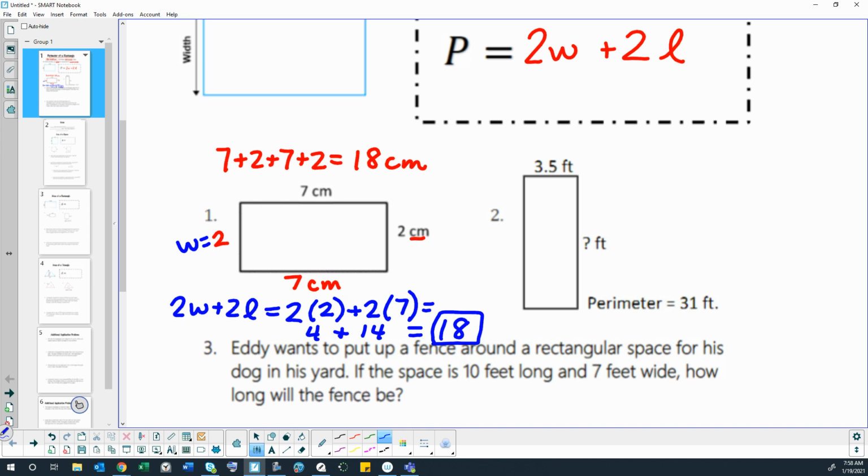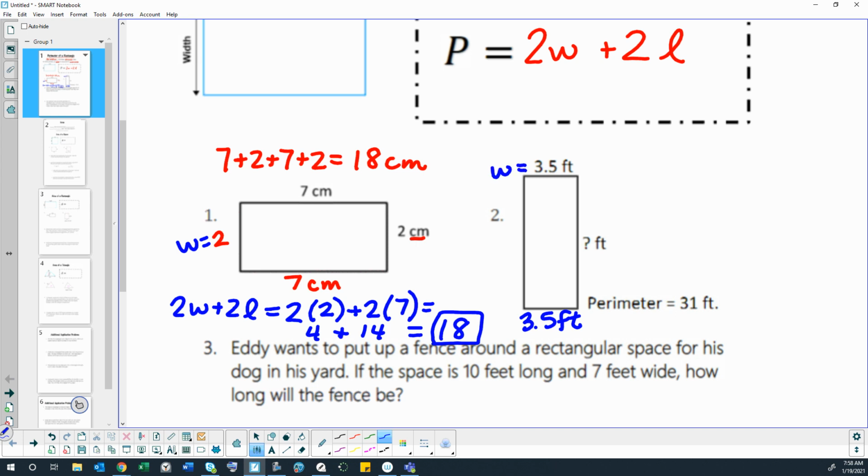Okay, let's look at number 2. Number 2 is going to make us go backwards. It says there's a perimeter of 31 feet. The only thing we know about it is that the width of it is 3.5 feet. So if one width is 3.5 feet, doesn't that mean the other width is also 3.5 feet? So at the very least, we can fill that in. But we don't know what the length is. There's a question mark there.